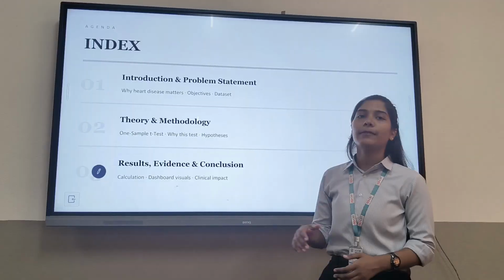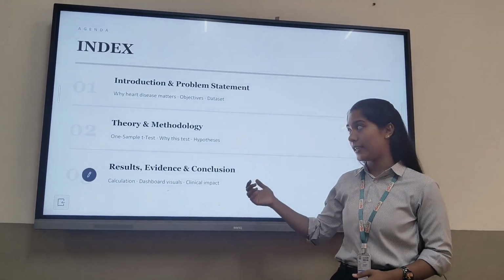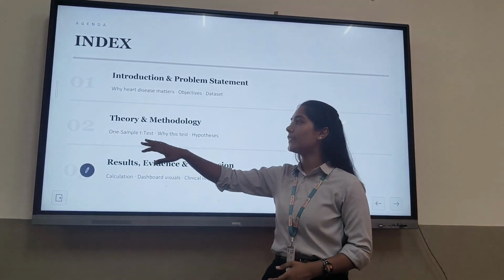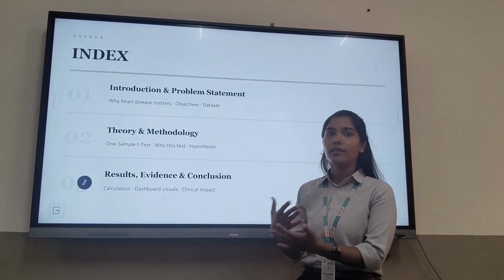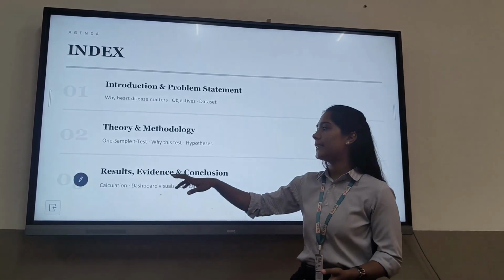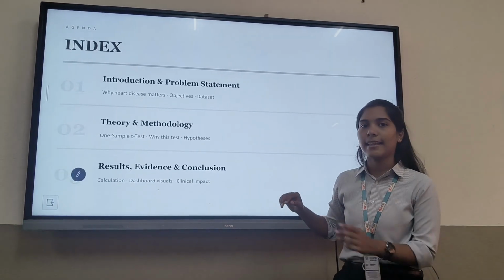In this presentation, we will be starting with the introduction and problem statement. After that, we will be discussing the theory and how the methods are used. And in the end, we will be discussing the result and evidence.